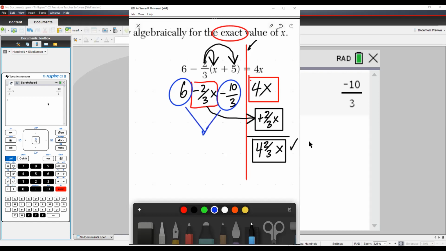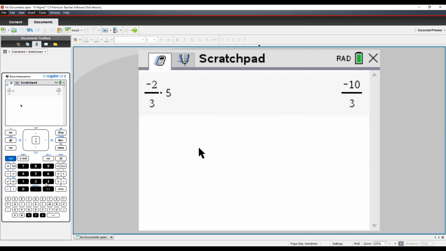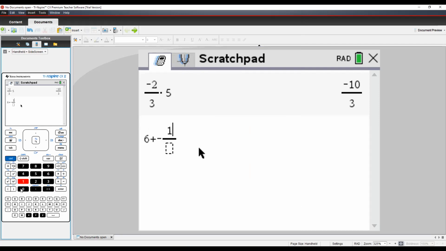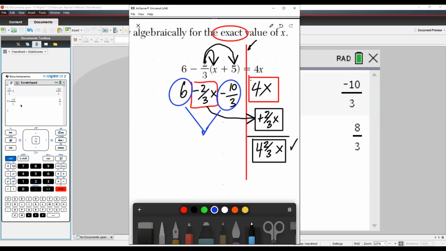So look what I do. Use the calculator. It's going to be 6 plus a negative 10/3. Control divide, 10 over 3. Boom, got it. So on the left-hand side of my equation, I'm going to have 8 over 3. So I write 8 over 3 and I put it in a circle.